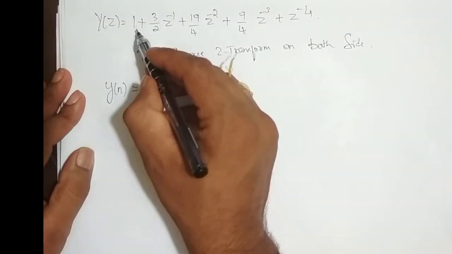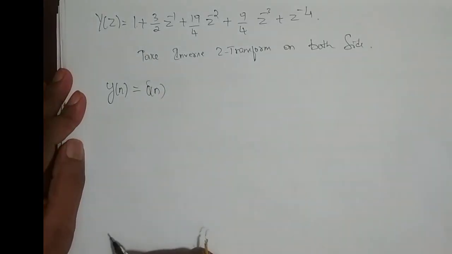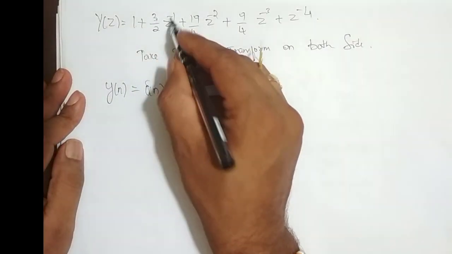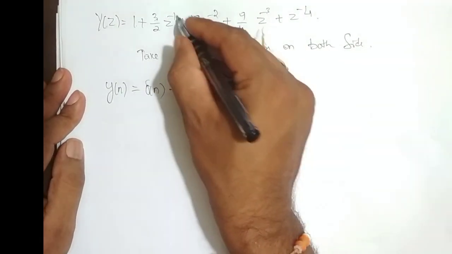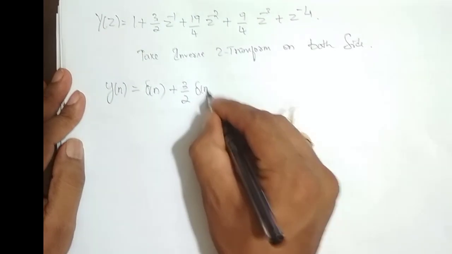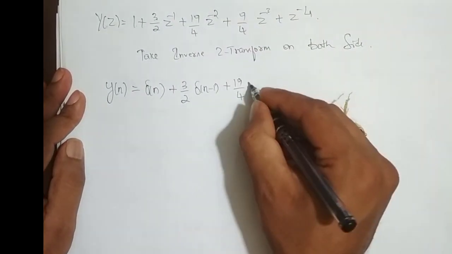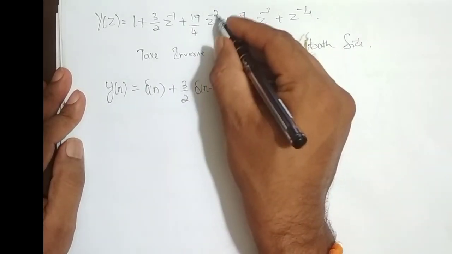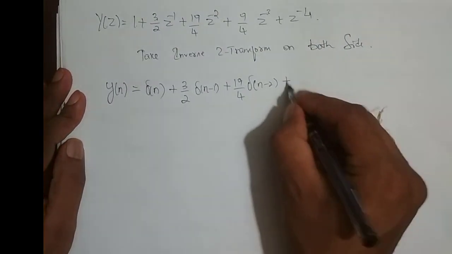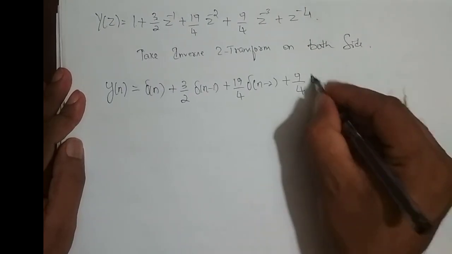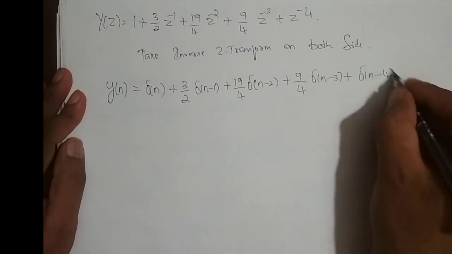Is equal to, what is the inverse z transform of 1? Delta of n. What is the inverse Z transform of 3 by 2 z power minus 1? Plus 3 by 2 remains constant. Z power minus 1 is delta of n minus 1, plus 19 by 4, by the time shifting property, z power minus 2 is delta of n minus 2, plus 9 by 4 delta of n minus 3, plus delta of n minus 4.